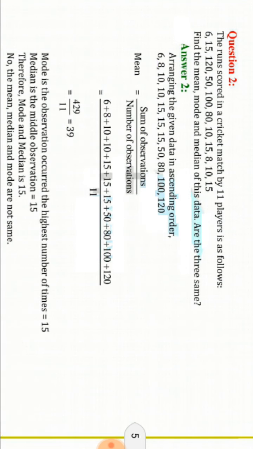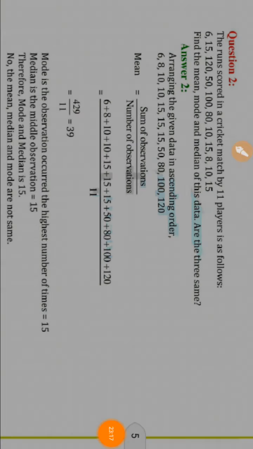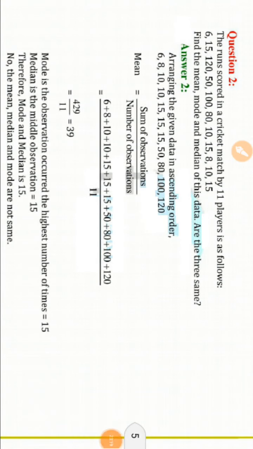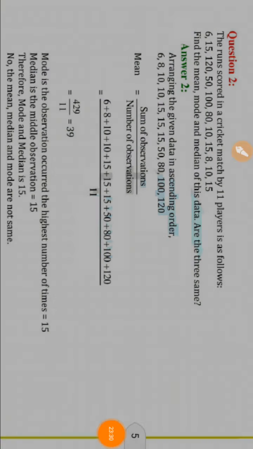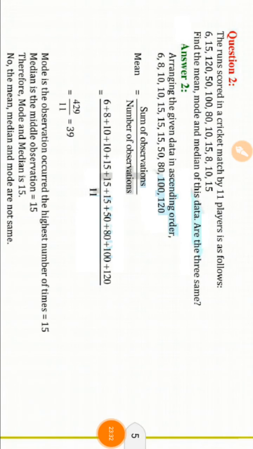One more question they ask: are the three the same? No, because even though median and mode are the same, the mean is different. So these are all different. So this is all about the mean, median, mode.